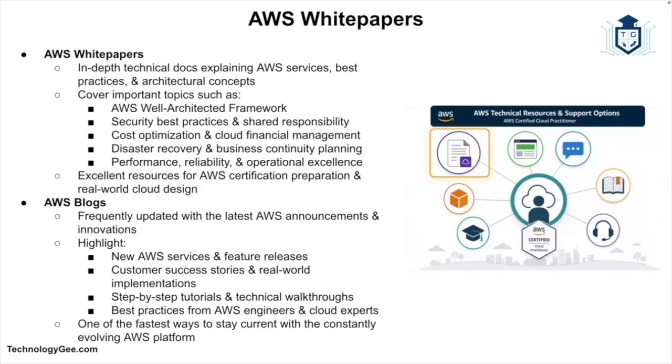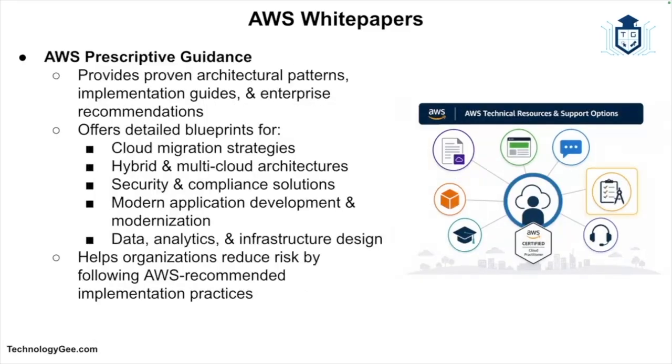You also have AWS blogs, which are more dynamic because they cover new features that are released, real world use cases, and step-by-step walkthroughs. So if something new drops in AWS, chances are it is explained in a blog before anywhere else. And you also have what is called AWS Prescriptive Guidance. This is where AWS tells you, here's exactly how you should build this solution. So think of it as enterprise-level blueprints for migrations, hybrid cloud setups, and security architectures. If you want to level up from beginner to professional, this is where you start thinking like an architect.